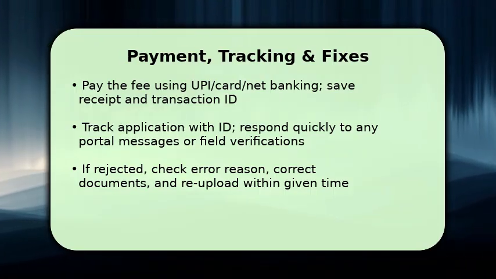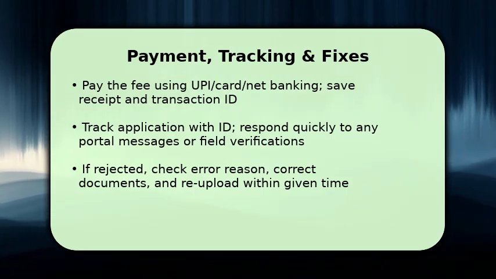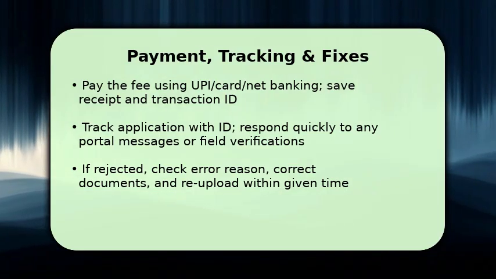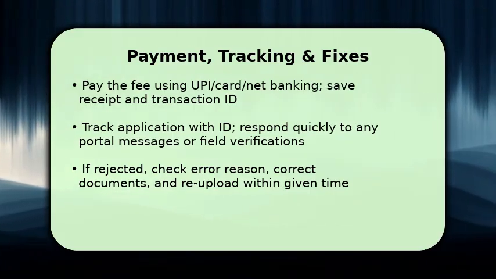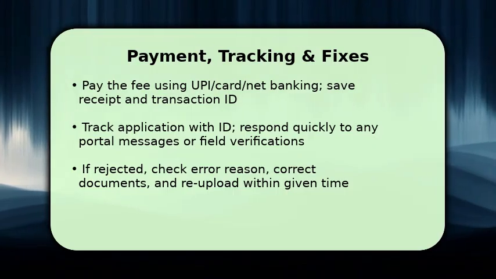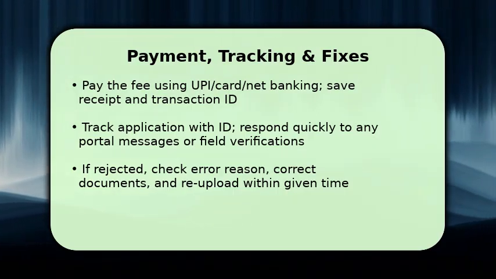After submission, track status using the application number. Field verification may follow, so be ready to receive an inspector or upload extra proof. If authorities reject the file, check the rejection reason immediately, correct the specific document or field, and re-upload. Doing that quickly prevents delays.